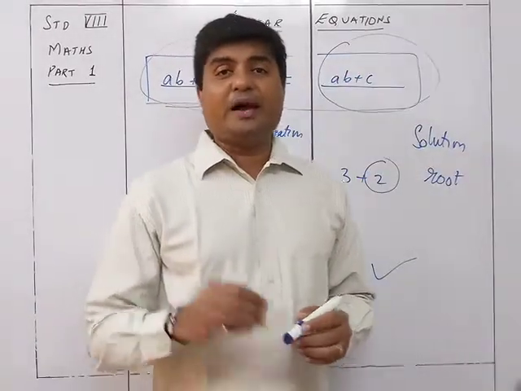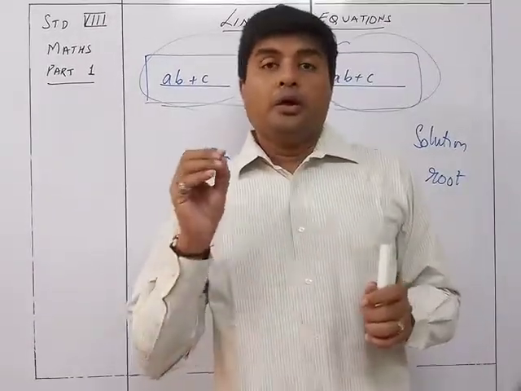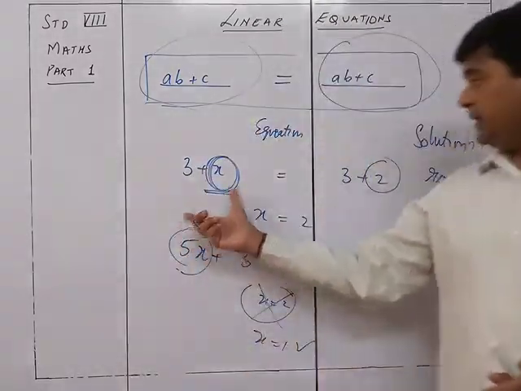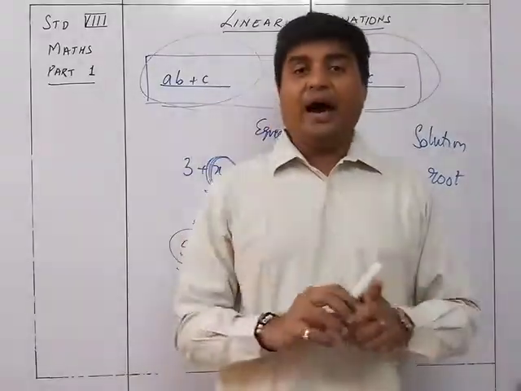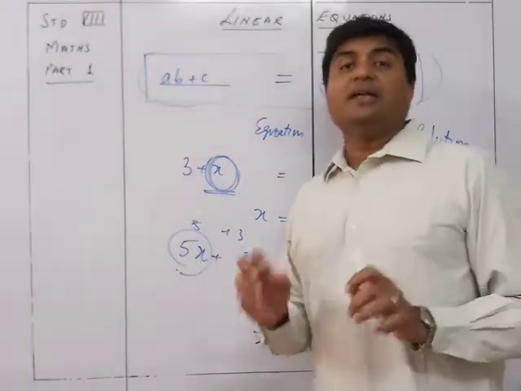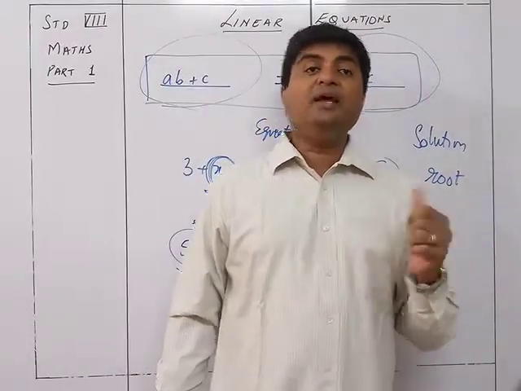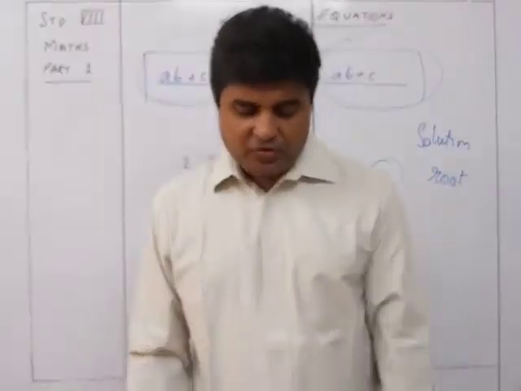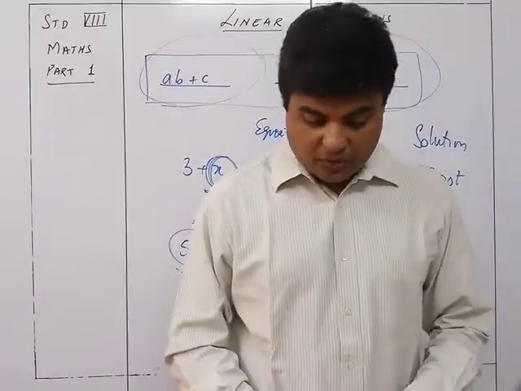It means the variable's value is that particular number: when you substitute the variable with that number and the equation holds good, that means the LHS and RHS, LHS is left hand side, RHS is right hand side, are equal, then I call that particular value of x the solution or the root of the equation. That's why the solutions are called the root of the equation, or the solution of the equation.